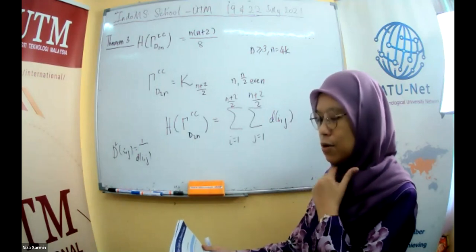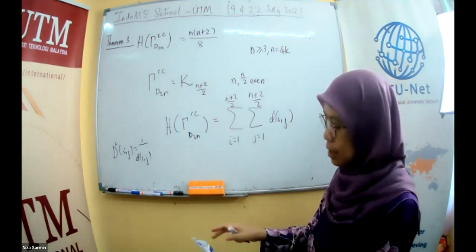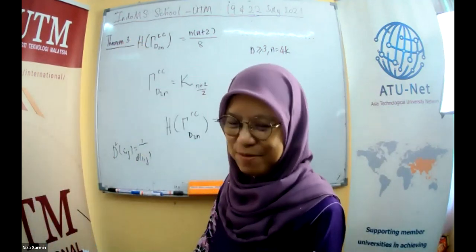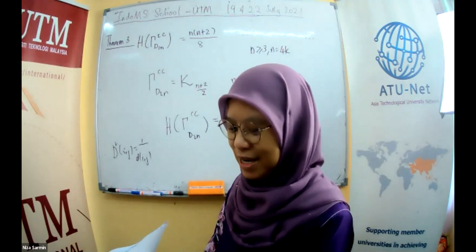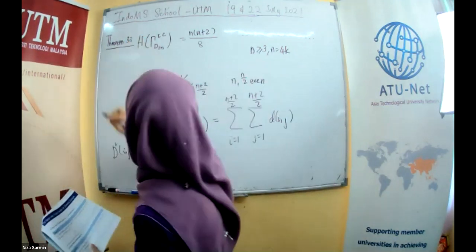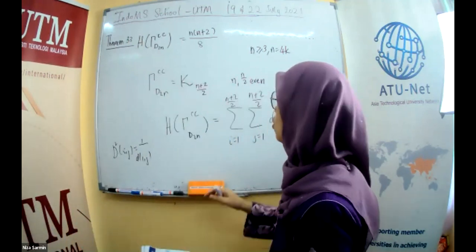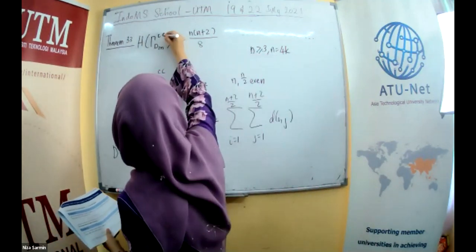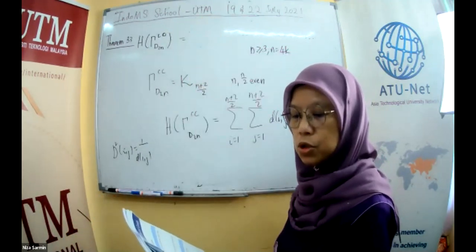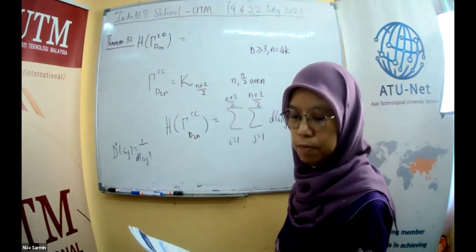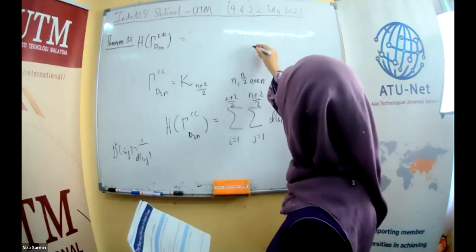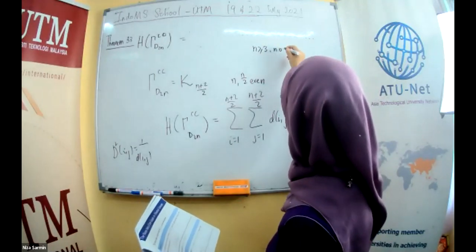All right. Now next is the Harary index. Just now it was theorem 32, now it's 33. Right? We go to the co-prime graph. Okay. So still for the dihedral group, and n bigger or equal to 3 and odd.